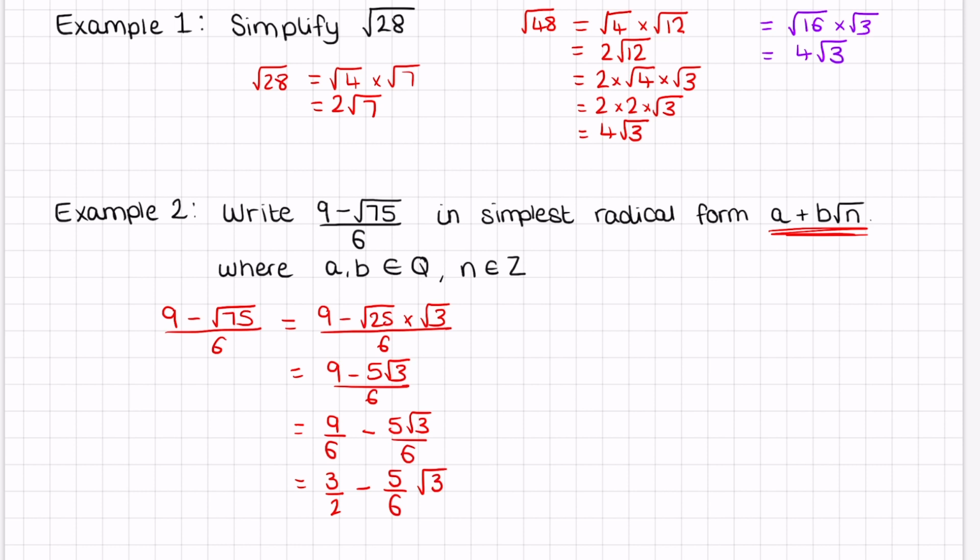So it's the same thing, just written in a different form, but it's written how the question wants the answer. You sometimes just have to check that and make sure you're giving it exactly as the question asks. And that is simplifying radicals.